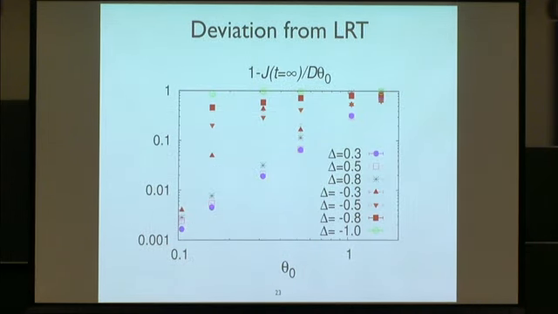Okay, and so we can also plot the deviation from linear response theory. So this is 1 minus the asymptotic value of the current divided by D times theta 0. If linear response theory is valid, then this should go to 0. And indeed, for attractive interaction, it quickly decreases as you decrease theta 0. This is log scale, so this is pretty small. But for repulsive interaction, it doesn't converge very quickly, but it seems to decrease slowly. So eventually, the deviation is expected to go to 0, but rather slowly.